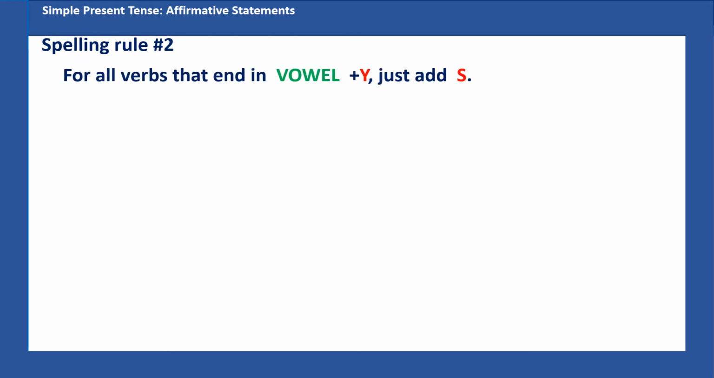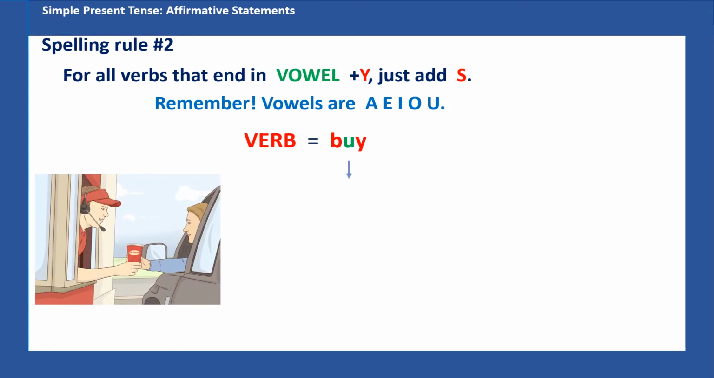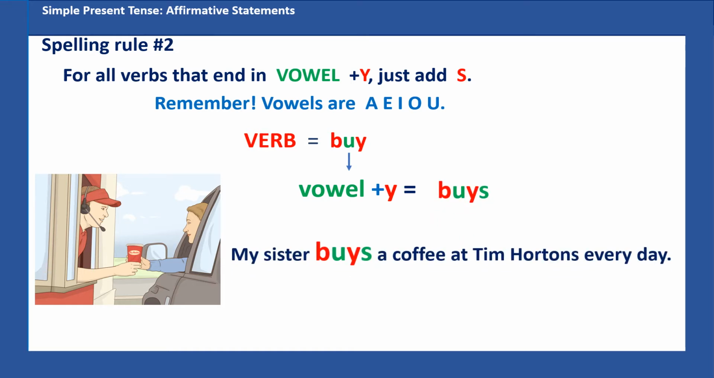For all verbs that end in vowel plus Y, you just add an S. Remember, vowels are A, E, I, O, U. So let's look at the verb buy. U is a vowel, and we have a Y, so we just add an S. My sister buys a coffee at Tim Hortons every day.